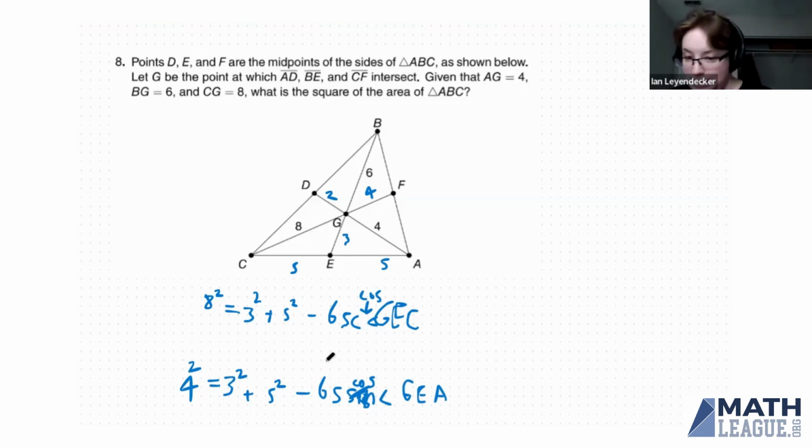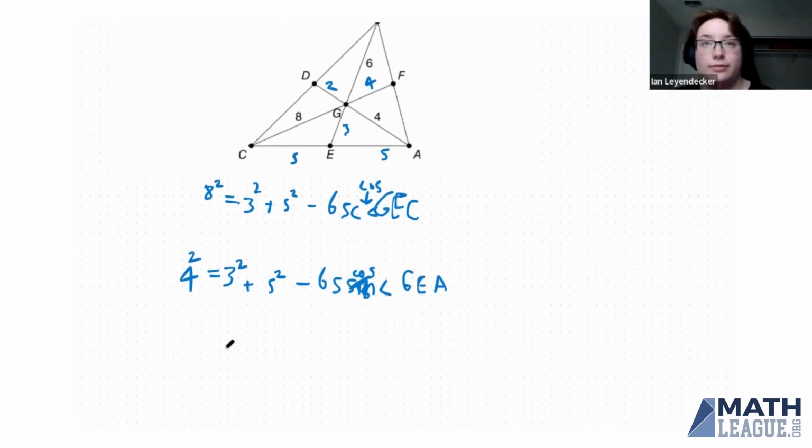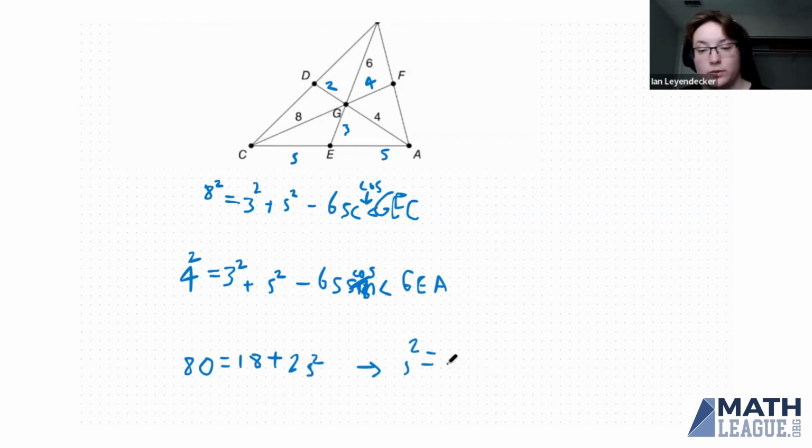So when we add these two together, we get that these two terms cancel out, and we're left with 80 equaling 18 plus 2s squared. And then solving for s, we get that s squared equals 31, or s is the square root of 31. You can write that either way.